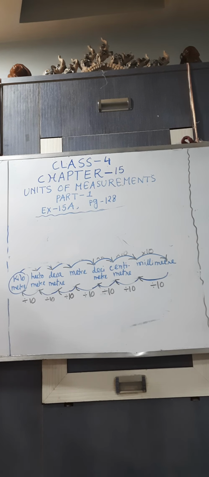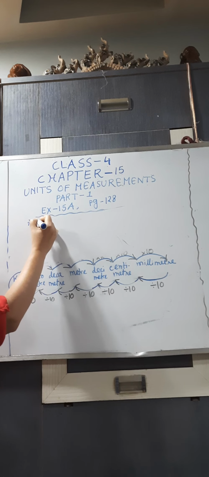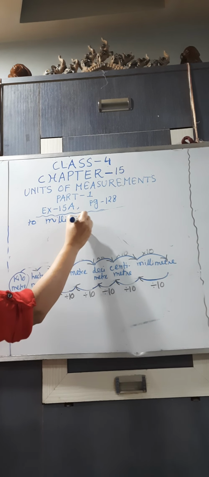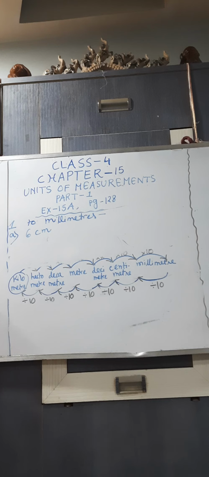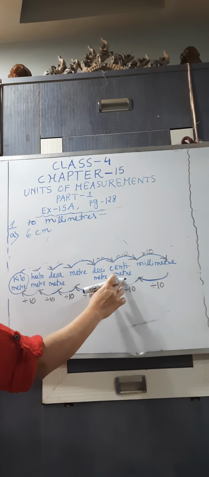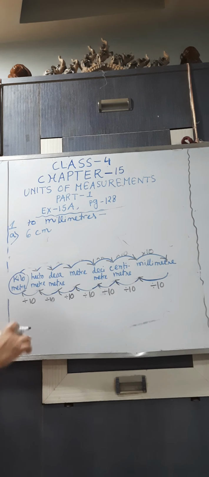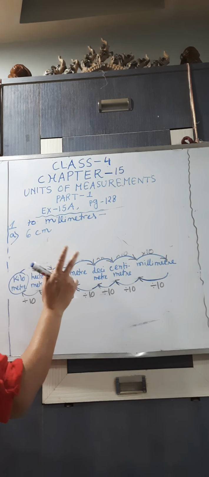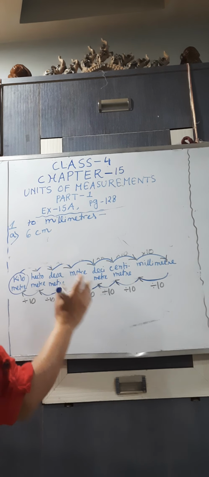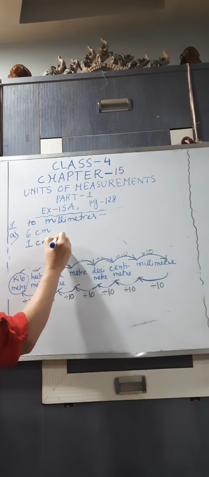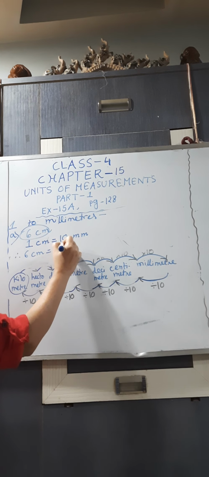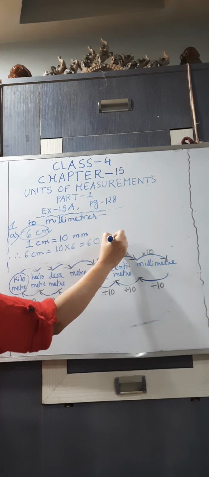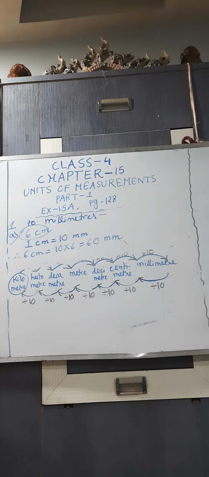Sum number 1A. Convert 6 centimeter into millimeters. How will you convert this? Here it is centimeter. From centimeter to millimeter, the next step is millimeter. That means we have to multiply by 10 only. So first you will have to write 1 centimeter is equal to 10 millimeter. Therefore, 6 centimeter is equal to 10 into 6, which is equal to 60 millimeter. Clear?